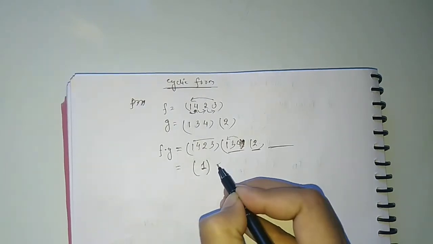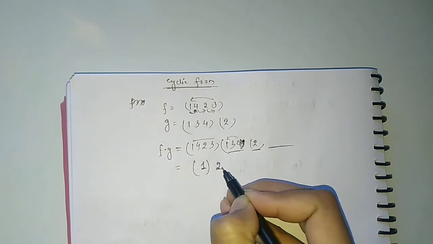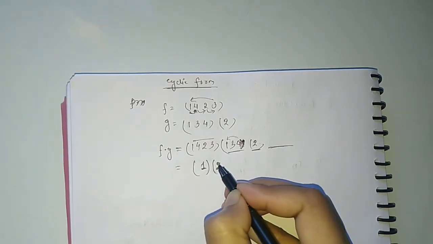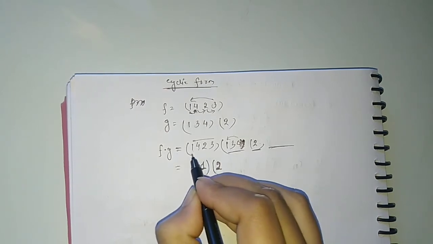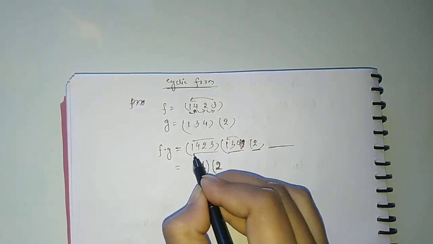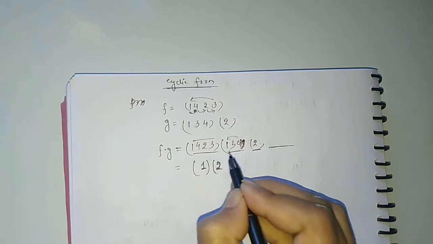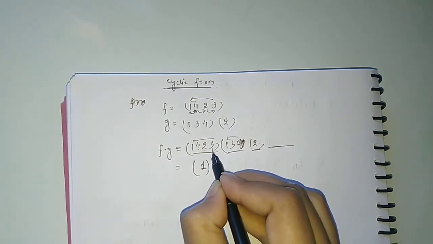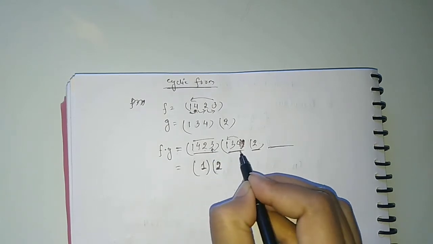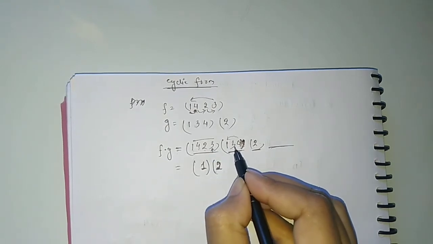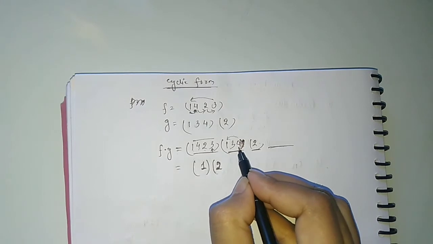Now again we write the second element 2 in the next cycle, and again we find the image of 2 from the first cycle. Image of 2 is 3. Now taking this 3, go to the second cycle and find the image of 3. Image of 3 is 4.